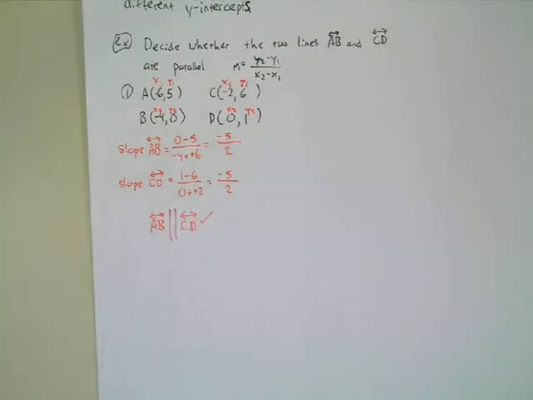Okay, and there's our check. There it is. AB is parallel to CD. Okay? Questions on any of that?